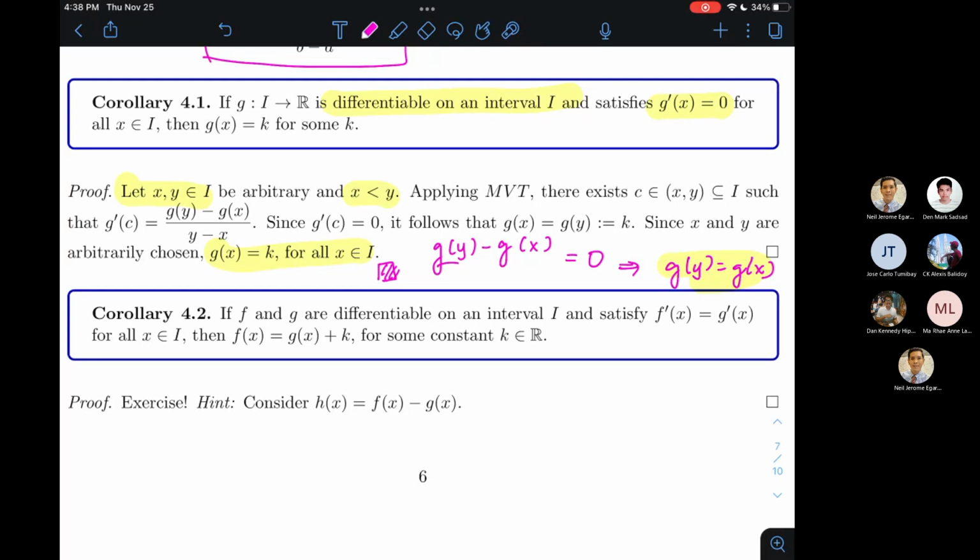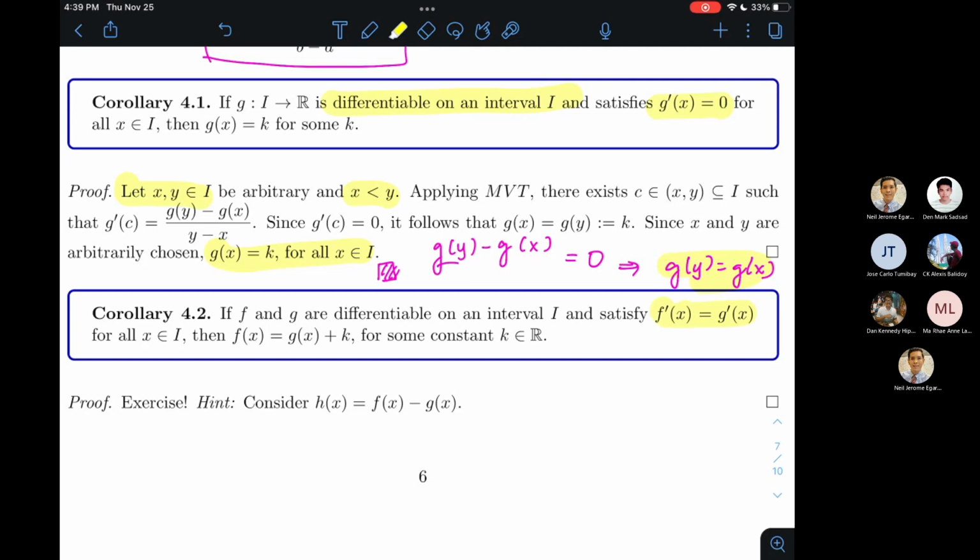So if you don't have any reactions about corollary 4.1, I'll assume that everything is fine. Let's look at corollary 4.2. Ito yung result na ginagamit natin usually sa antiderivatives o sa integration, na pag meron tayong dalawang functions f and g, na ang derivative niya ay equal sa isa't isa, then we say that f and g differ only by a constant all throughout the given interval.